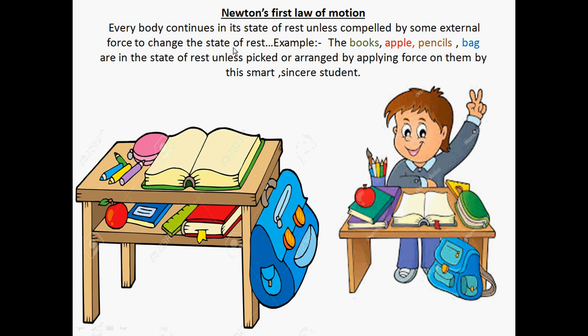So in this way, students, you can see the books, apples, pencils, and bag are in the state of rest unless picked or arranged by applying force on them. This child has applied a force on the book, so the book has come on the top, the apple has changed its position, the pencils are in the pencil box, and the bag is now on the floor. So the state of rest of all these things has been changed when they were picked and arranged by applying force by this young student.